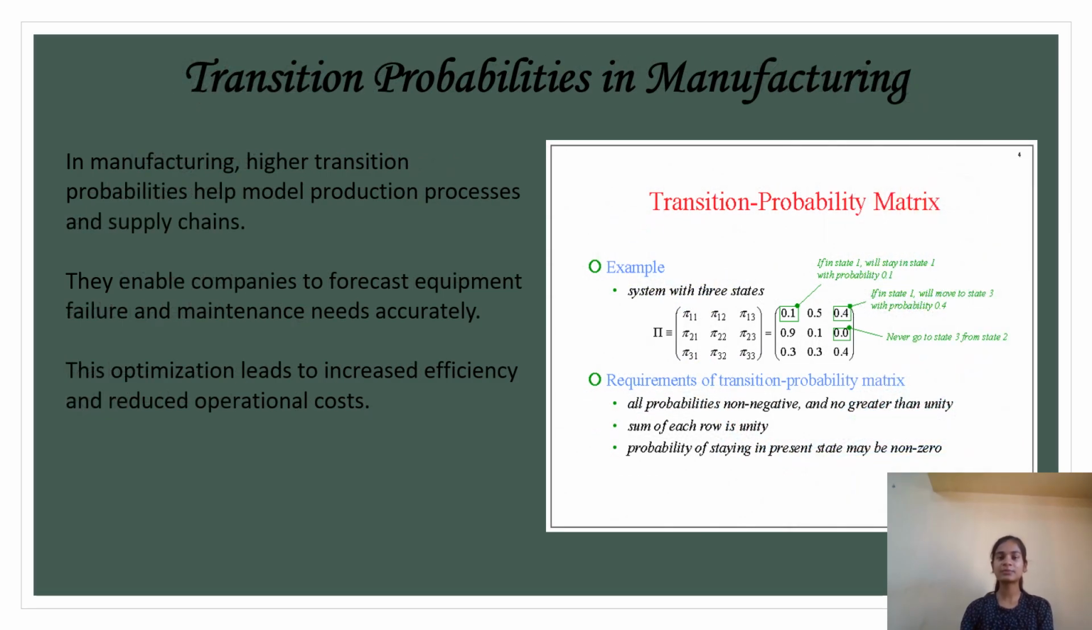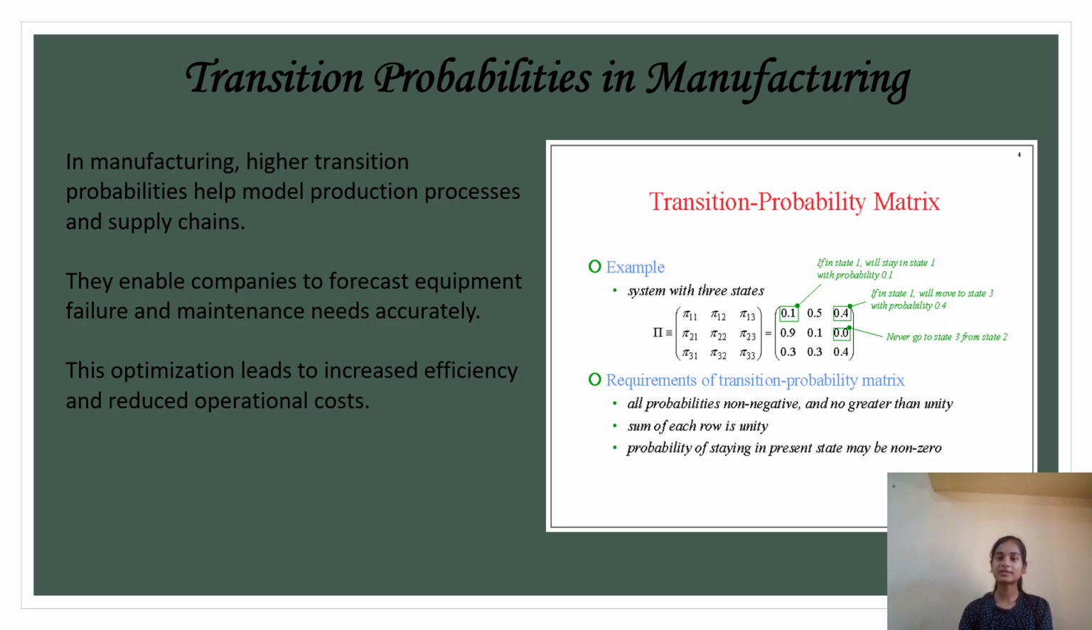Transition probabilities in manufacturing. In manufacturing, higher transition probabilities may help in modeling production processes and supply chains. They enable companies to forecast equipment failure and maintenance needs accurately. This optimization may lead to increased efficiency and reduced cost.